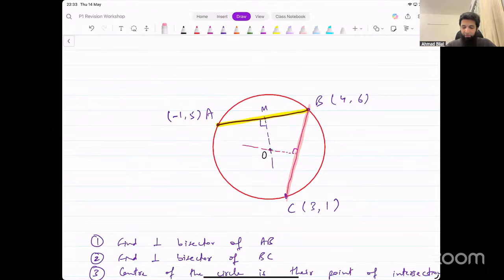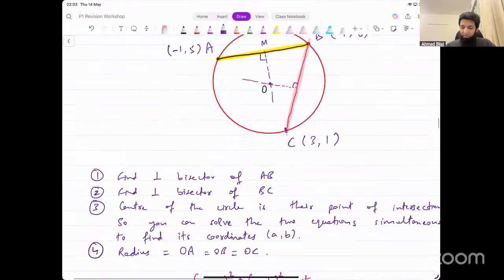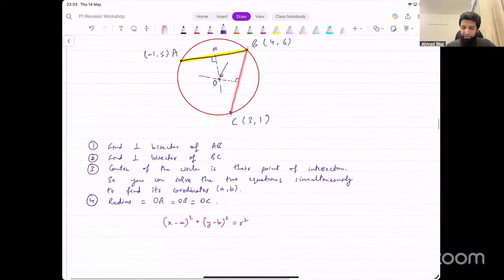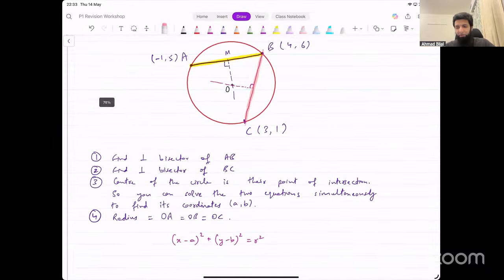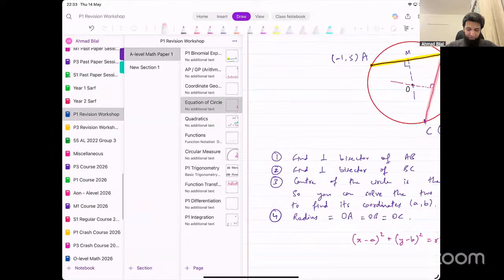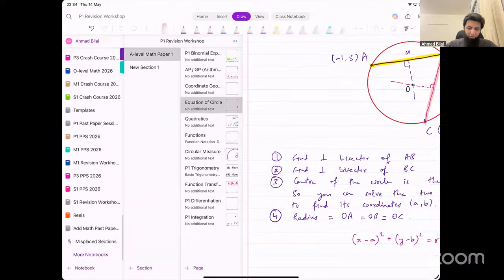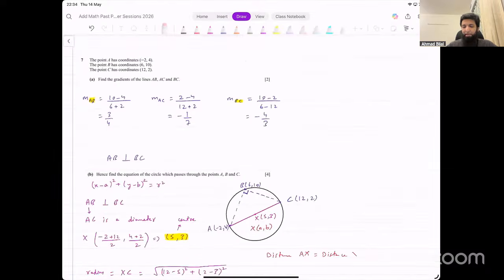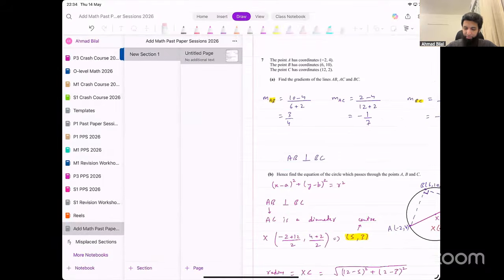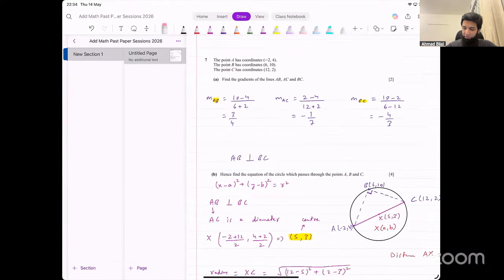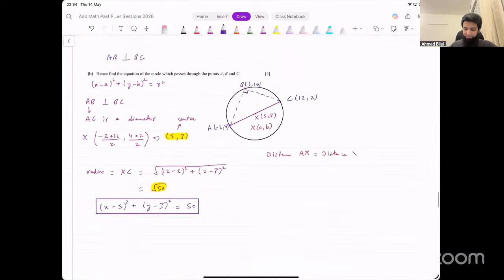That's the second thing that you do. The center of the circle lies on their point of intersection. How can you find the point of intersection of any two functions? You solve them simultaneously, and that is going to give you the center's coordinates. It's longer, but that's a general way of doing such problems. Okay. In this question, however, they told you in a way that the diameter is going to be AC. So it was much more efficient to just use that.